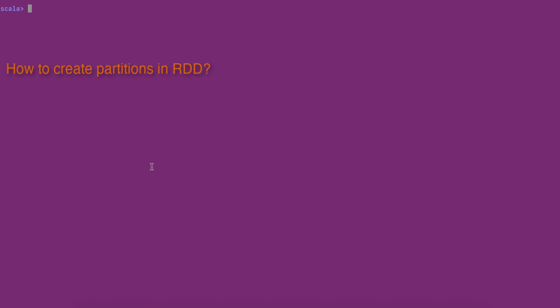How to create partitions in RDD. RDD can be partitioned in two ways. 1. Partition the RDD while creating it. 2. Partition an existing RDD. Partition the RDD while creating it.